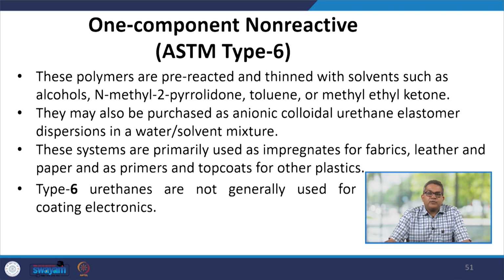Now, another type of classification is one component non-reactive, that is ASTM type 6. These polymers are pre-reacted and thinned with solvents like alcohol, N-methyl-2-pyrrolidone, toluene, or methyl ketone. These may also be purchased as anionic colloidal urethane elastomer dispersions in a water solvent mixture. Now, these systems are primarily used as impregnates for fabrics, leather, and paper, and as primers and top coats for other plastics. So, type 6 urethanes are not generally used for coating electronics.